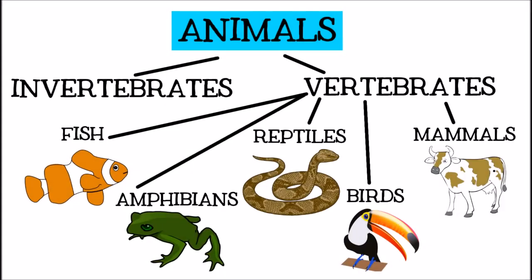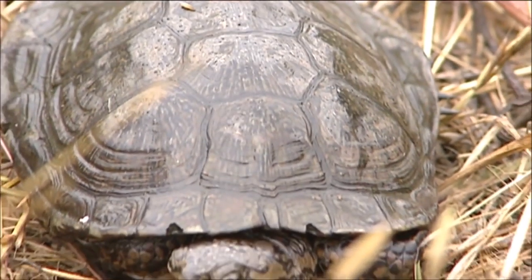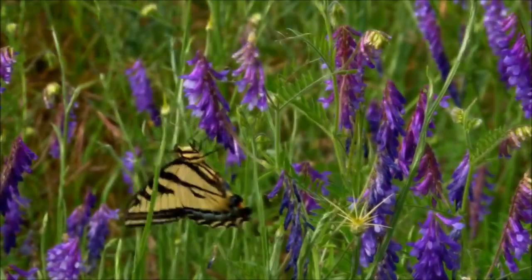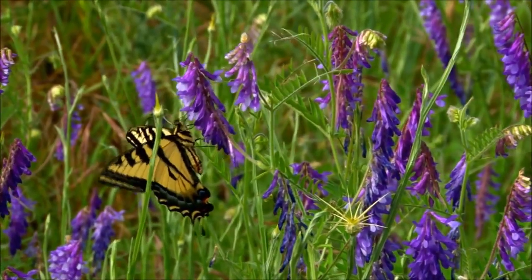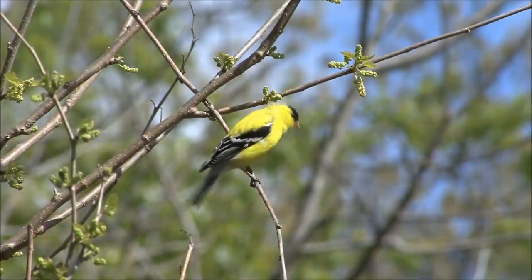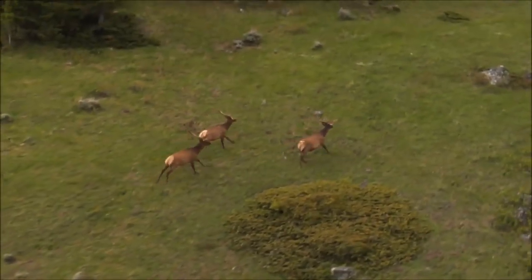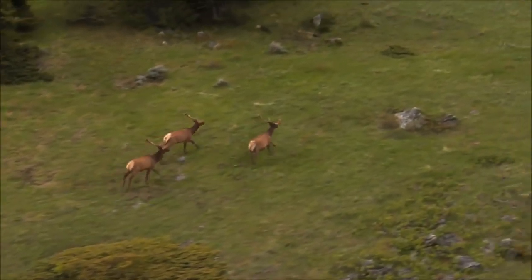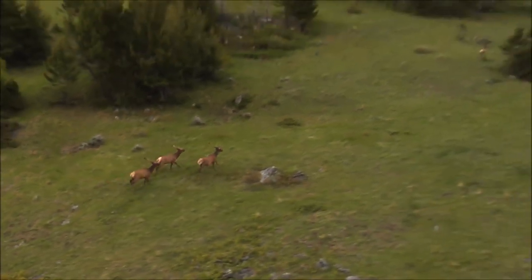The animal kingdom is classified into many different groups based on animal characteristics to help us understand the world around us. Saying an animal is an invertebrate, a vertebrate, a fish, amphibian, reptile, bird, or mammal tells us many things about it that can help us to understand its needs and behavior.